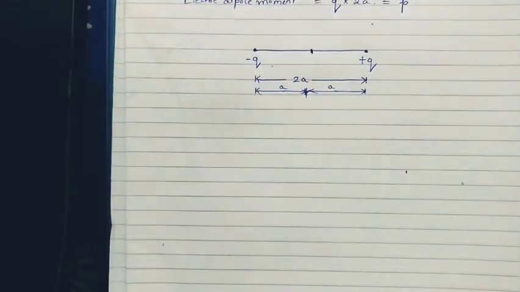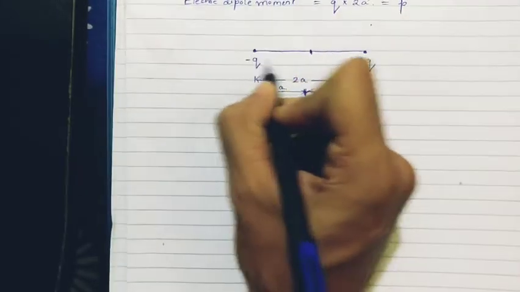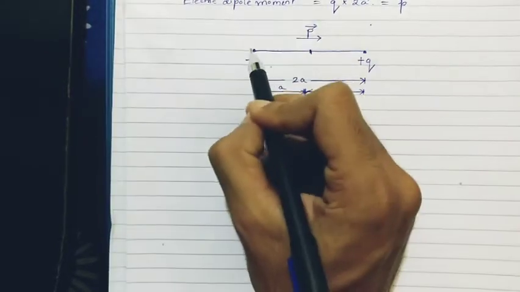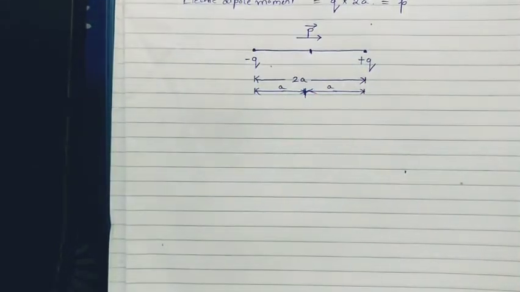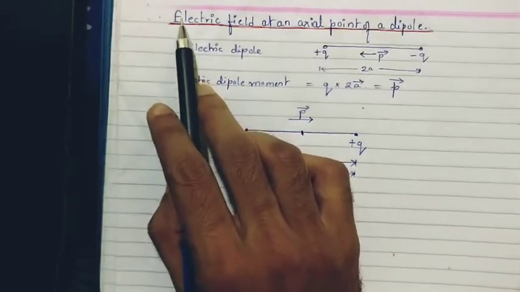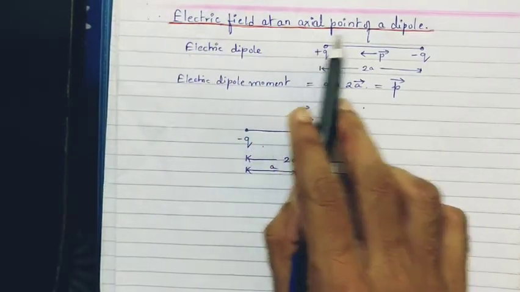Next we will mark the dipole moment. It always goes from minus q to plus q, negative to positive charge. So your dipole moment p is going to go this way, from minus q to plus q. Now we have to consider a point on the axis of the dipole, that is, we have to find the electric field at an axial point of the dipole.